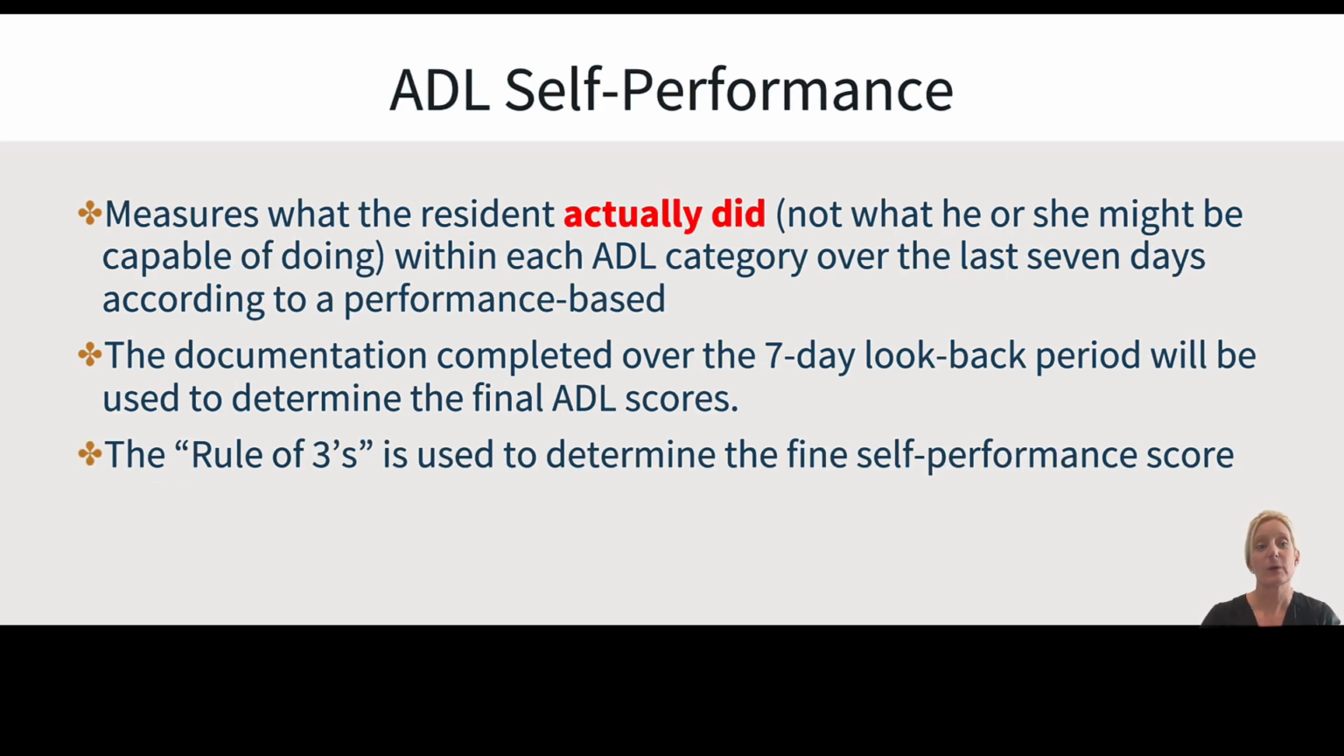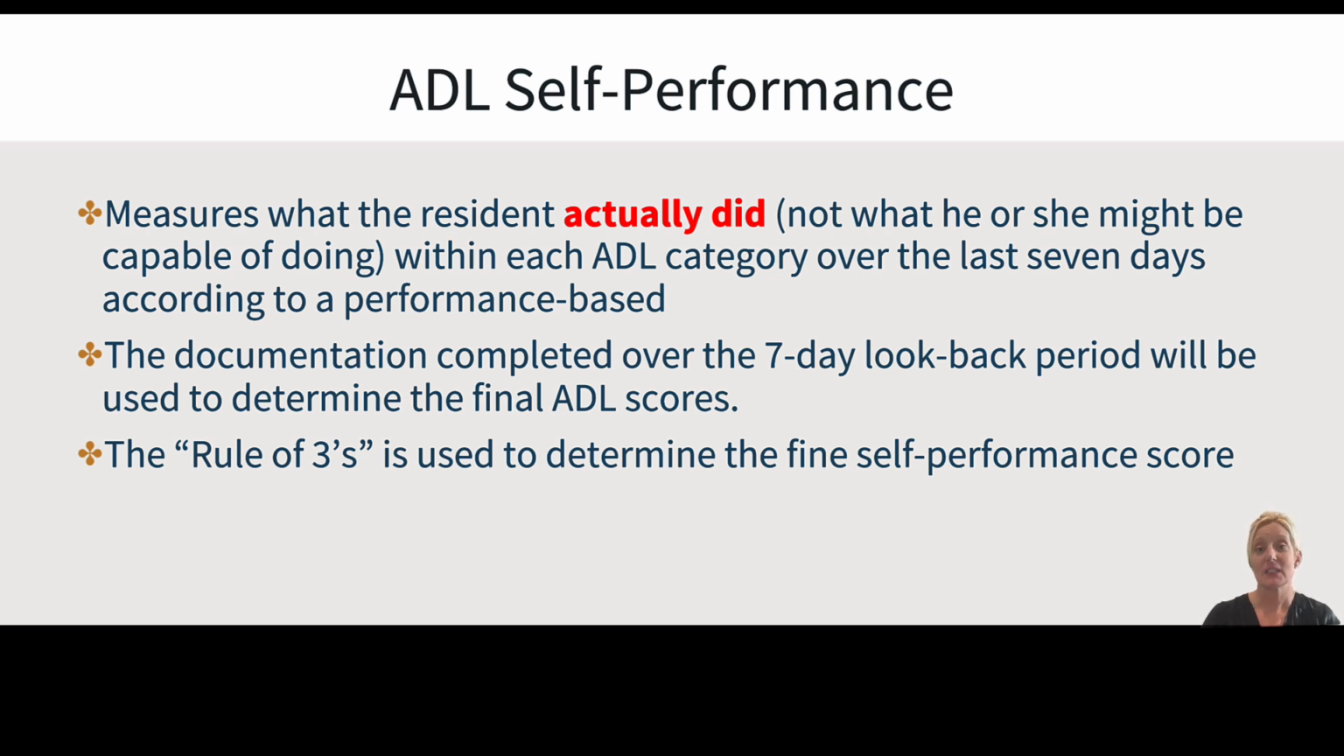With ADL self-performance, we're really measuring what the resident actually did, not what he might have been capable of doing within each of the ADL categories, but what he actually did during those 7 days. What was the performance and how did the patient actually perform the activities? We should document every instance of the ADL that is performed every day over the 7 shifts. So every time we complete a task, we should document that in the electronic medical record.